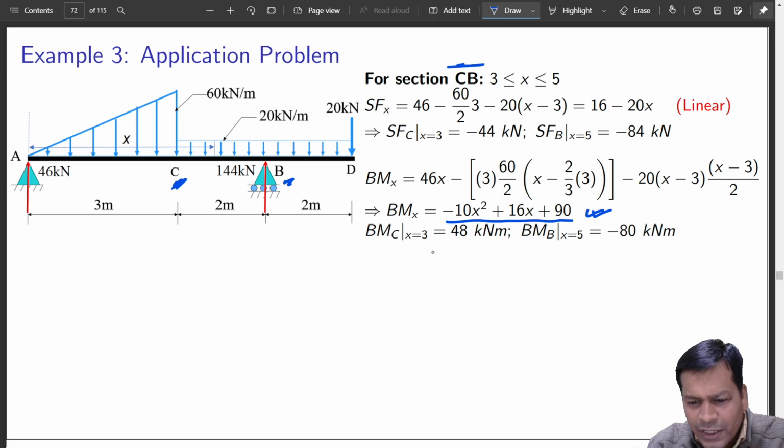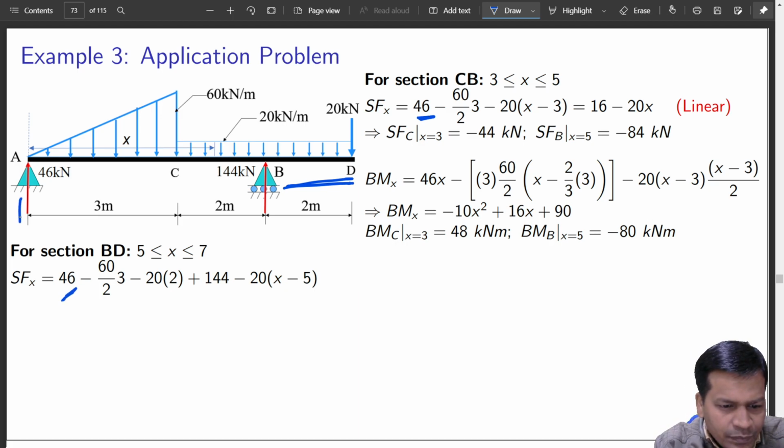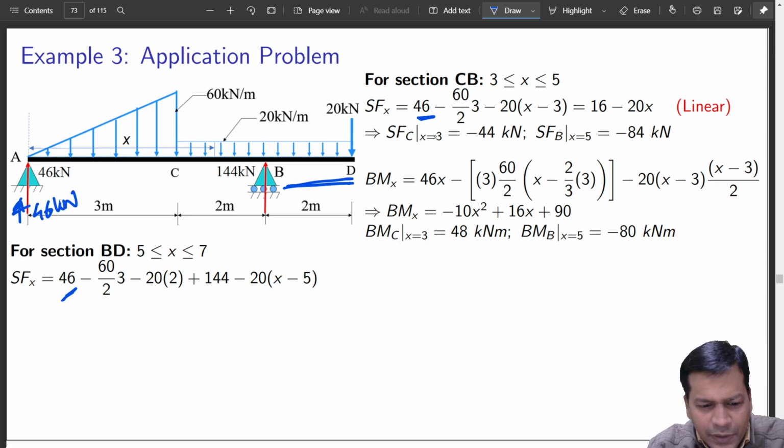So that were the extremes. So these are the values. Now for section BD, that is this section, okay. This time shear force again will be, due to this, you see shear force, whole of that load will come. 46, this upward force 46 kilonewton, that is coming.